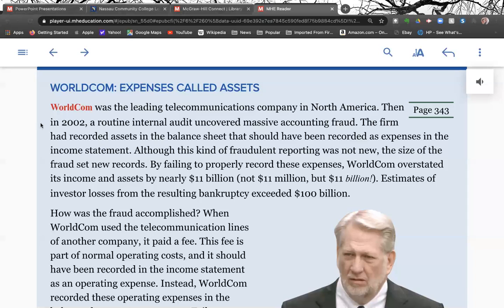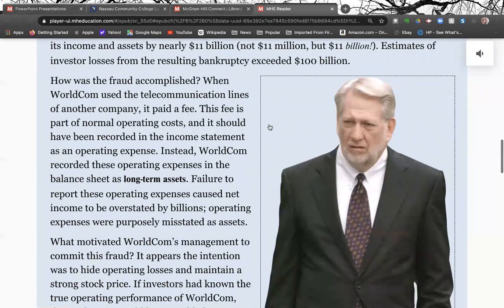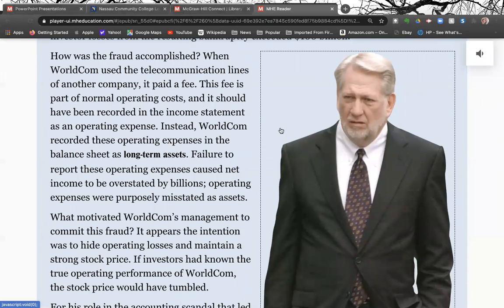And that's exactly what this company did, WorldCom. To make the company look more profitable than it was, they debited asset accounts instead of expense accounts. Net income was higher, earnings per share was higher, the stock price went higher, and people like this guy, who a lot of his compensation is tied into the stock price.